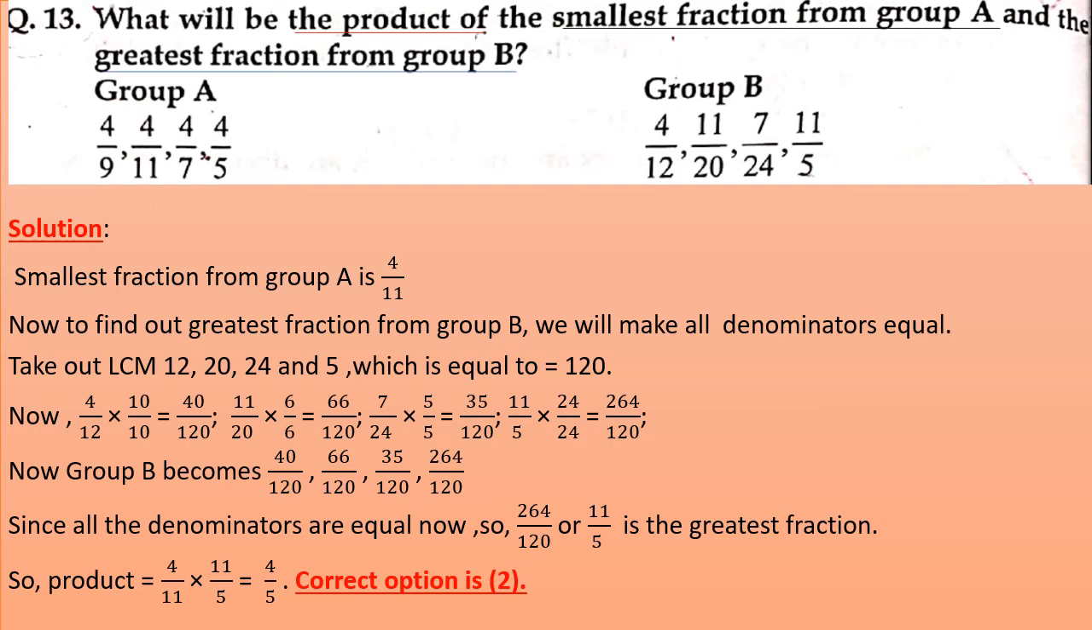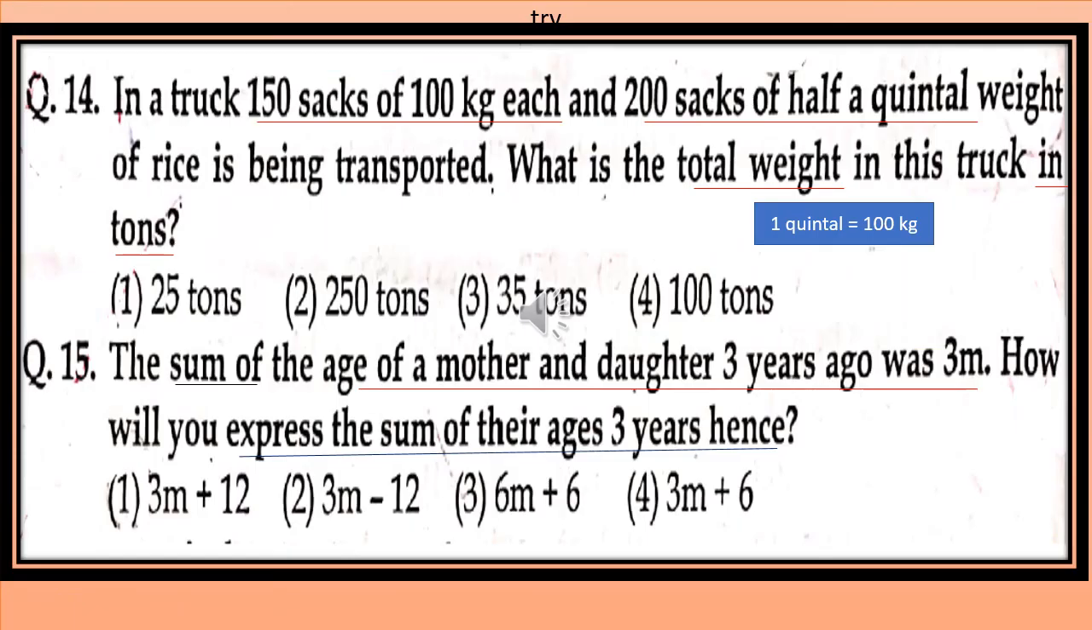Now all the denominators are equal. So 264 by 120, or 11 by 5, is the greatest fraction. So the product will be 4 by 11 into 11 by 5 equals 4 by 5. Correct option is 2.